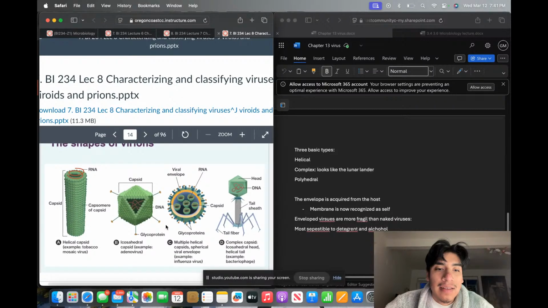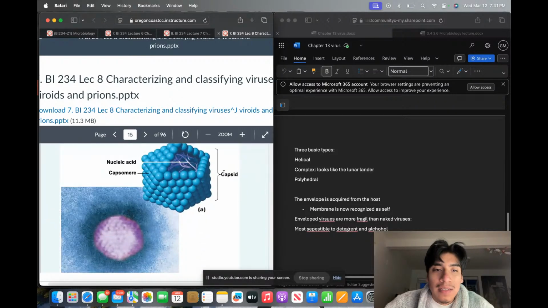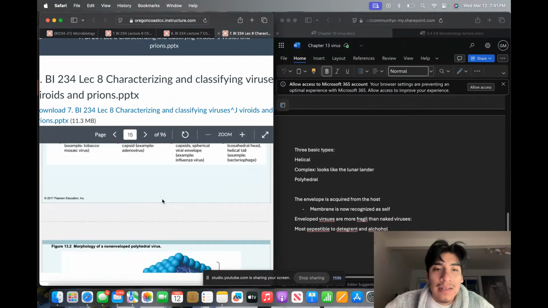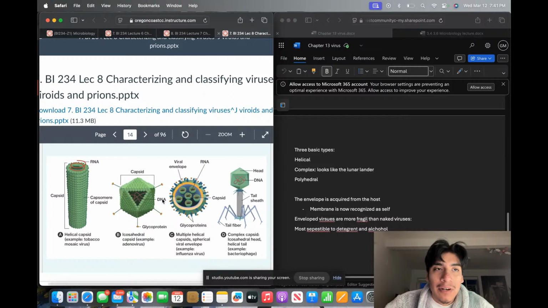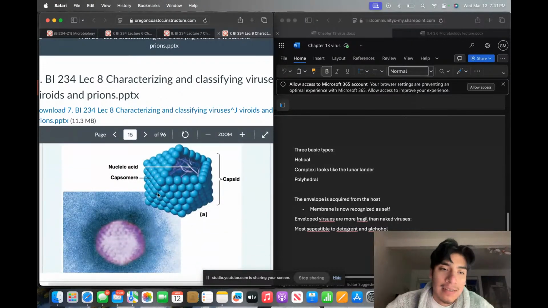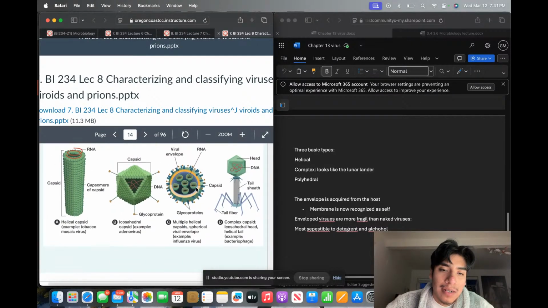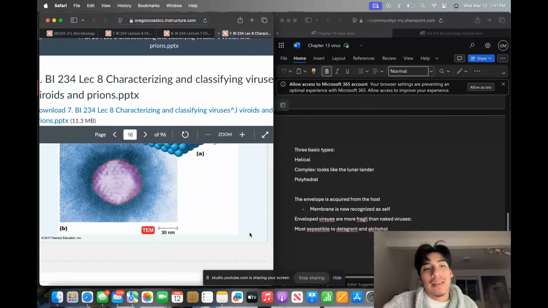Helical, and then the icosahedral looks kind of weird. I think the polyhedral. This one is polyhedral here. It looks like, I don't know if you ever watched Stranger Things, or are you familiar with Dungeons and Dragons, but they use polyhedral dice, which are 20-sided dice for the game. Complex capsid. So complex is the lunar lander, like I said.